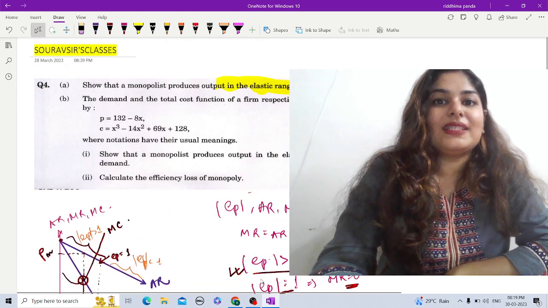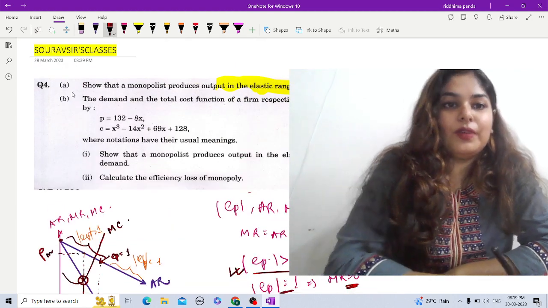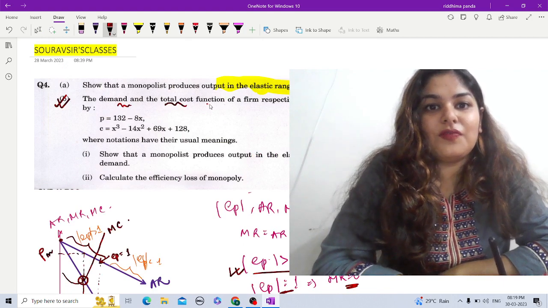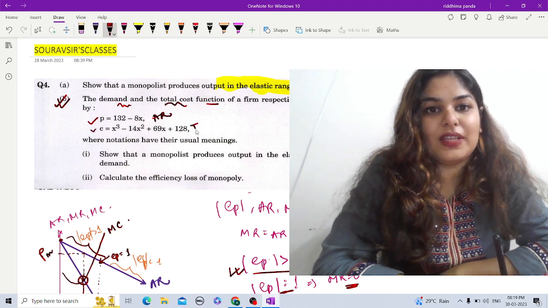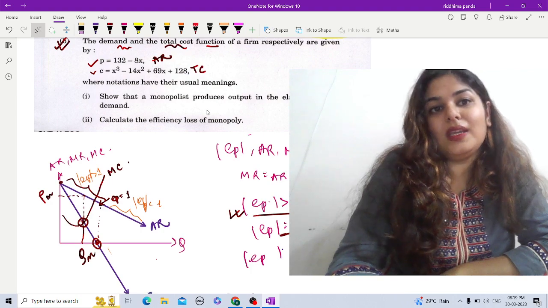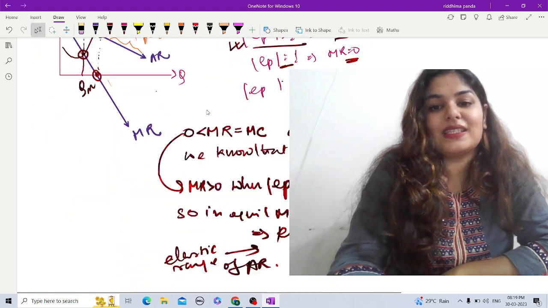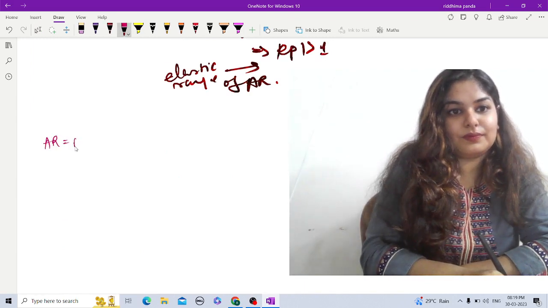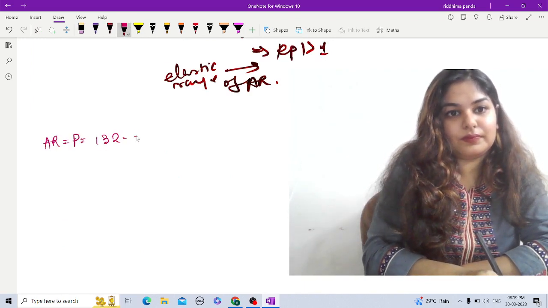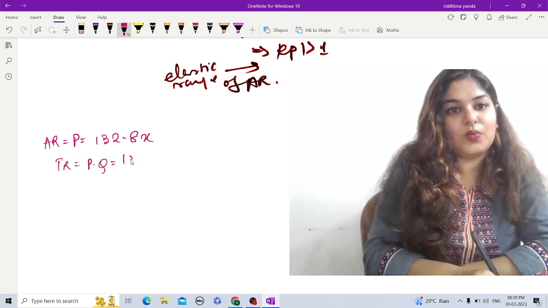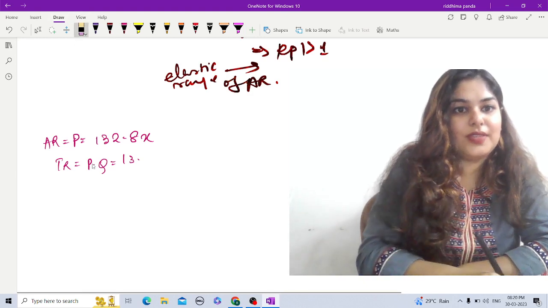Now let's have a look at the second part. So this is a numerical. Here it is given the demand and total cost function. Okay, so this is the AR curve, that is the demand, and this is the total cost function that is given. So let us write down. AR is equal to P is equal to 132 minus 8x. So TR is equal to PQ is equal to 132x minus 8x square. Okay, it's X here, so let's use X.